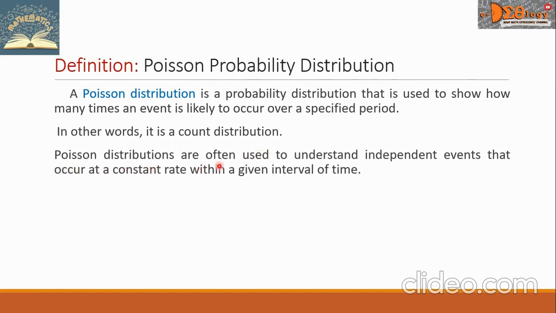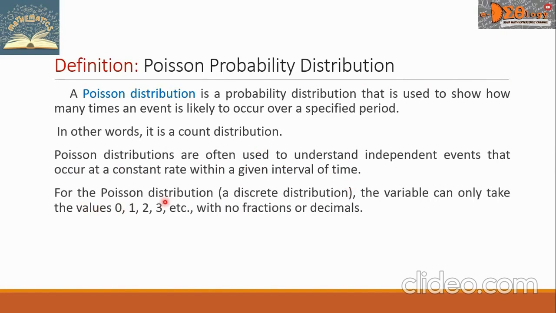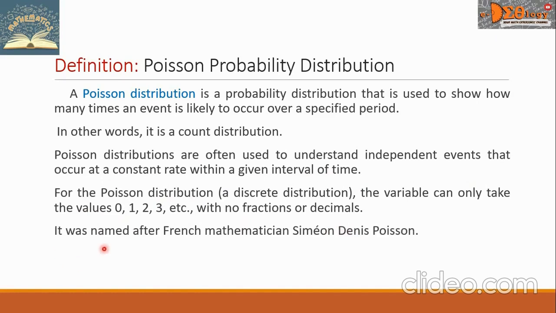Poisson distributions are often used to understand independent events that occur at a constant rate within a given interval of time. For the Poisson distribution, which is a discrete distribution, the variable can only take the values 0, 1, 2, 3, etc. with no fractions or decimals. It was named after French mathematician Simeon Denis Poisson.